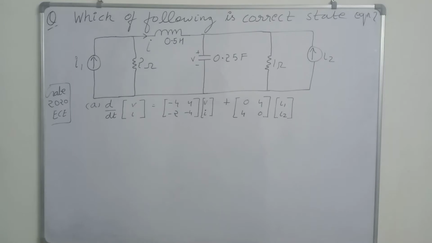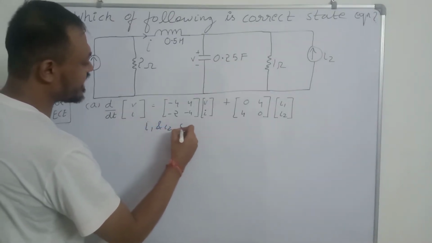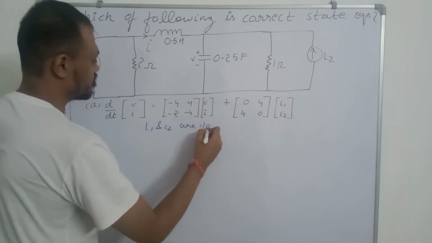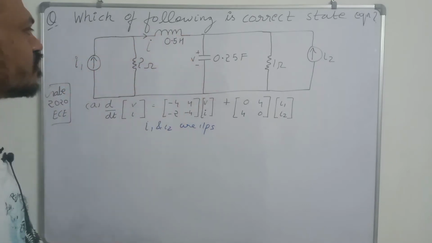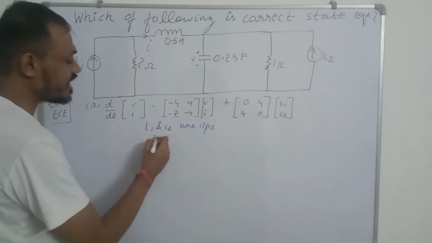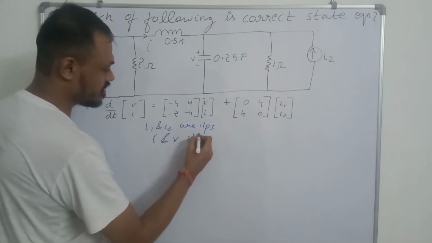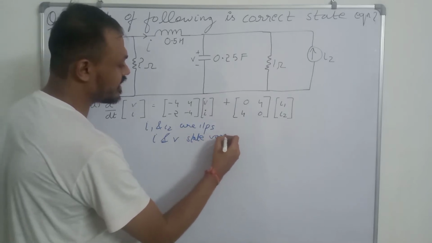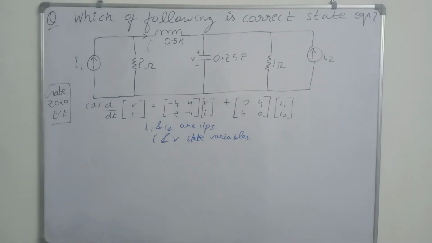We are given these two currents, I1 and I2. I1 and I2 are the input currents. And the inductor current is I and the capacitor voltage is V. So inductor current I and capacitor voltage V are called the state variables for a network.